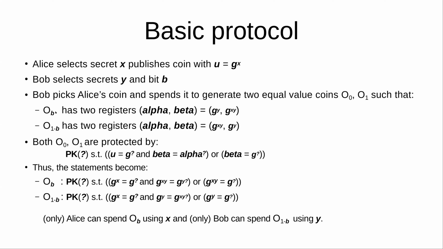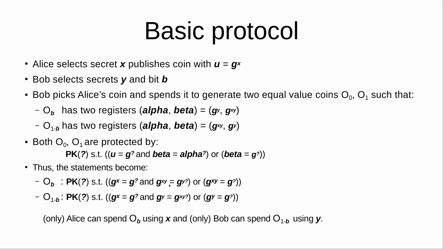So let's say what happens for O_B, right? In the O_B case, let's substitute alpha with g to the y, and beta with g to the xy, right? So here g to the xy. Similarly, the right side becomes this. So if you look at this carefully now, O_B, who can prove O_B?